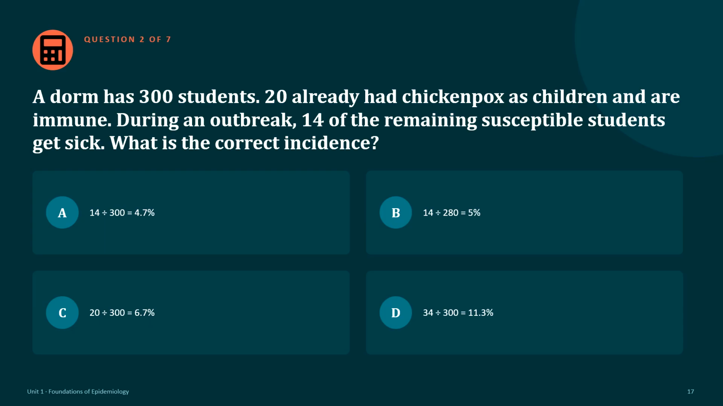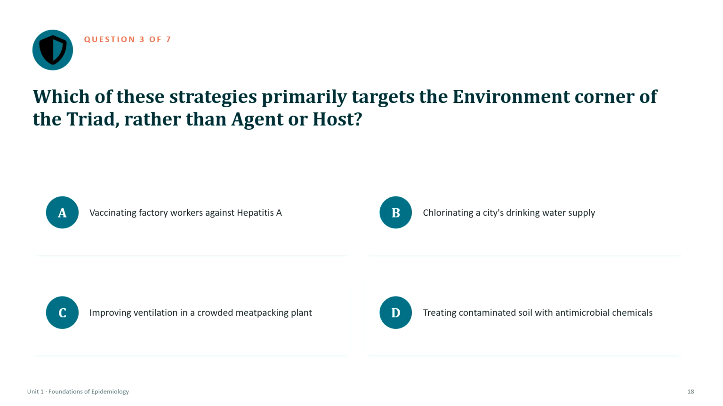Question 3. Which of these strategies primarily targets the environment corner of the triad rather than agent or host? The correct answer is C. Vaccination changes the person's immunity, so that's host. Chlorination and antimicrobial soil treatment both act directly on the pathogen, so those are agents. Improving ventilation doesn't touch the germs or the person at all. It changes the surrounding conditions, airflow, crowding, shared space, which is exactly what environment means in the triad.